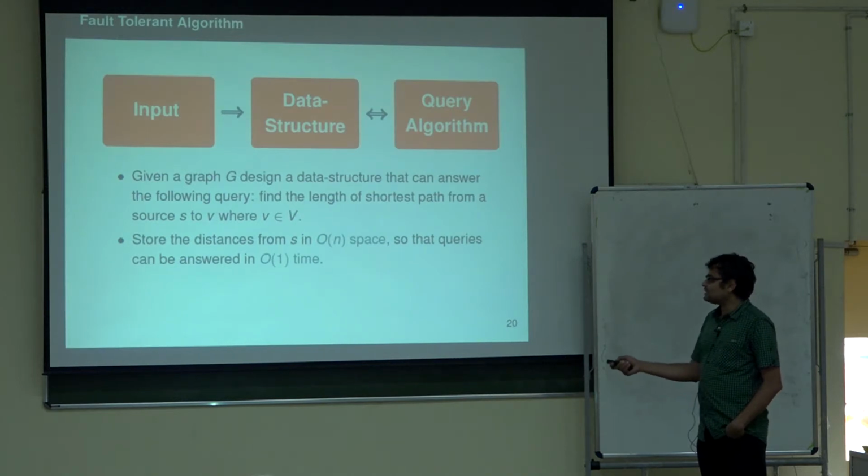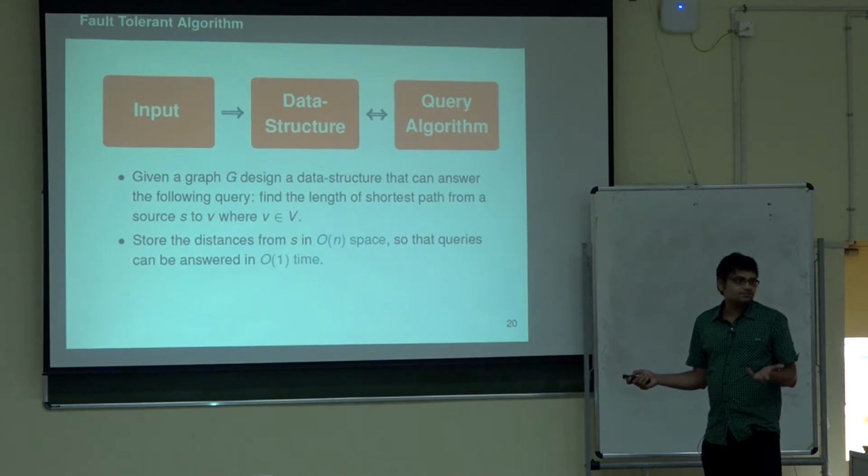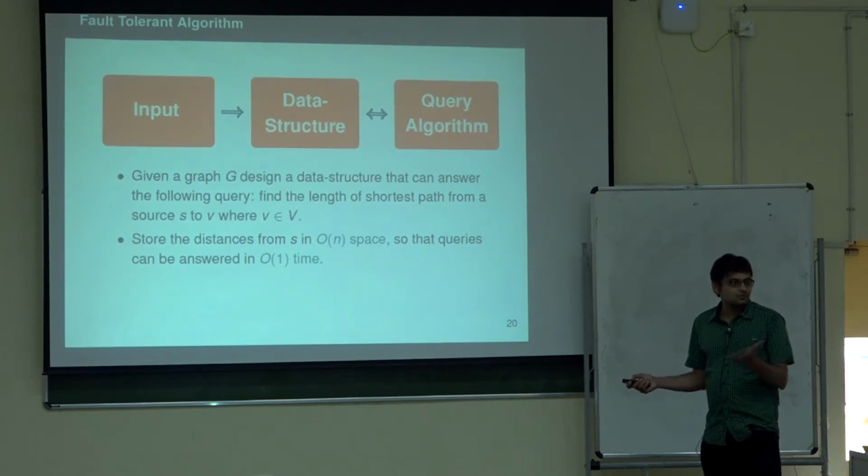So what you can do is we can just store distances from S to all the other vertices, right? It takes just order n space, and you can then answer queries in order one runtime. It's pretty simple. Just store the distances from S to all the other vertices.